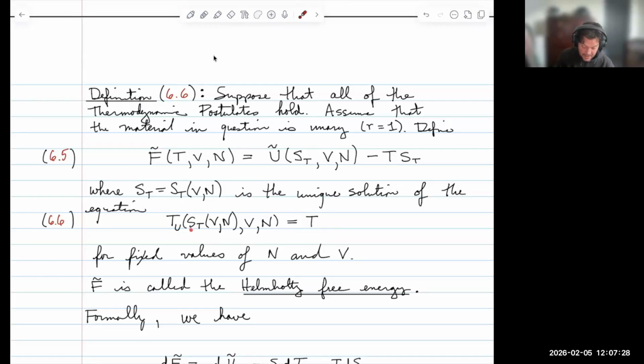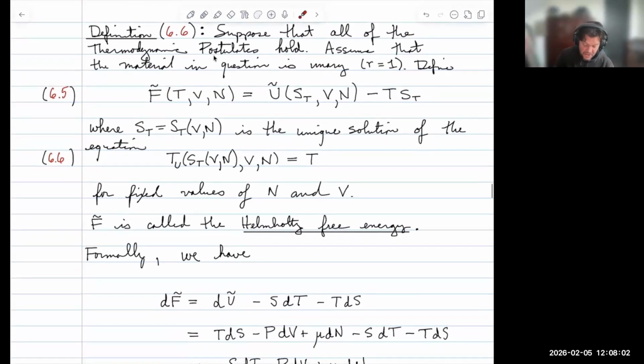So that means that S is going to be dependent on T, V, and N. You can think about it this way. I start by fixing V and N, and then I let T be in the range of the temperature function. Then I can always find an entropy which gets mapped by the temperature function to that value of T in the range, for fixed values of N and V.